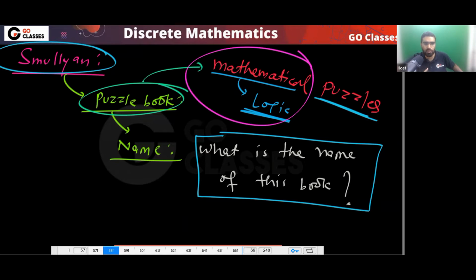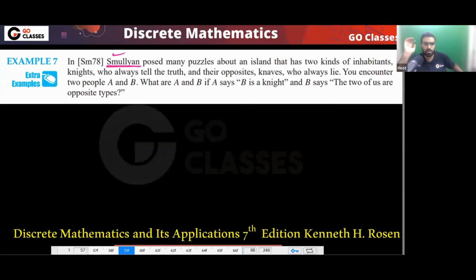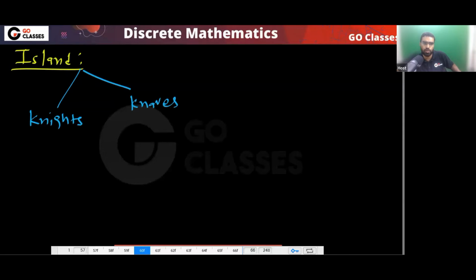Okay, let's see some of these puzzles. So let's see this one. In his book, he has 2 types of people. So there is an island. Now on this island there are only two types of people. One are knights and one are knaves. Only two types of people.